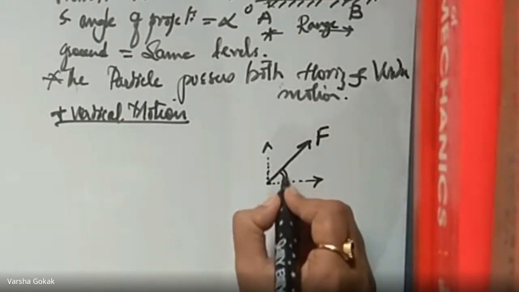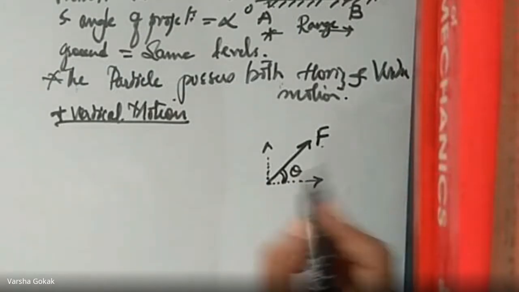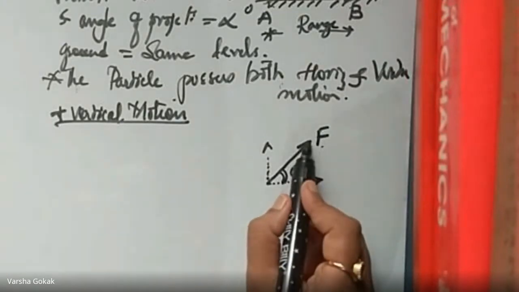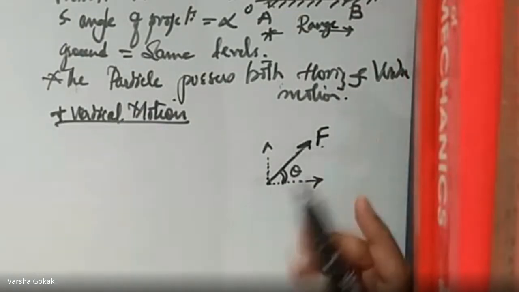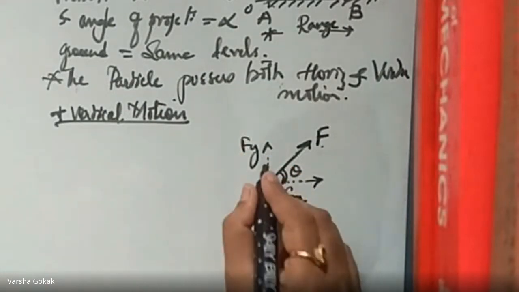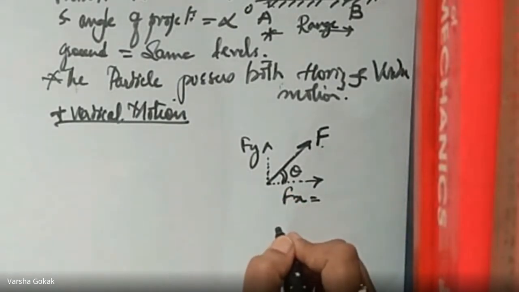Especially when I know the angle, theta. If I have a force F which is making an angle theta with the horizontal, I can break this F into two forces, Fx and Fy, which are mutually perpendicular to each other. That is, they make 90 degrees between them. And what are the values of these Fx and Fy?